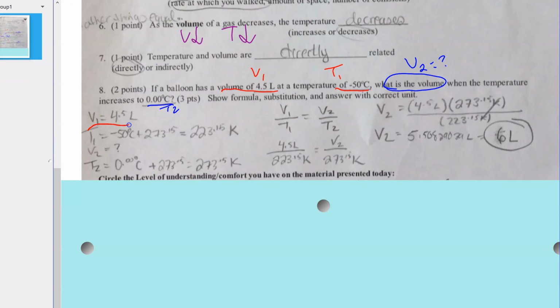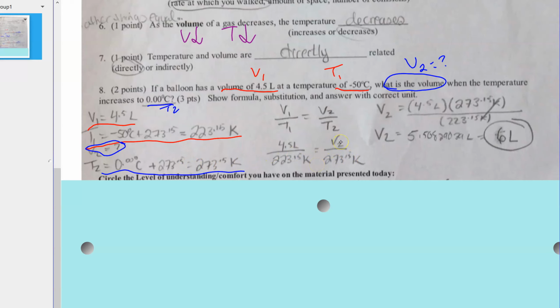So I'm doing some work over here on the side. So here's my V1, 4.5 liters. To go from Celsius to Kelvin, I've got to add 273.15. V2 is unknown. Circle it. That's what we're looking for. T2 is 273.15 Kelvin. Remember, it's not degrees Kelvin, it's just Kelvin. So here's my equation. V1 over T1 equals V2 over T2. We're going to plug in what we know. So our 4.5 liters, that's our V1 right here. Our 223.15, that's our T1. V2 we're solving for, and we know that T2 is 273.15.